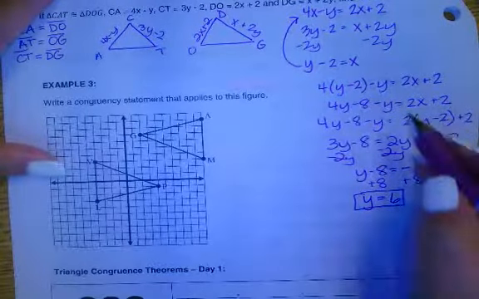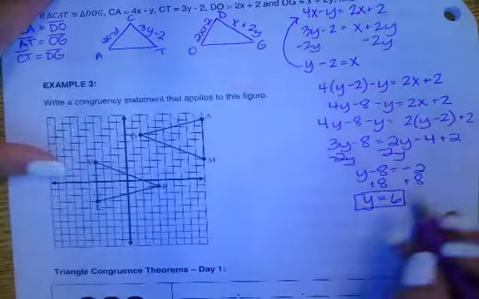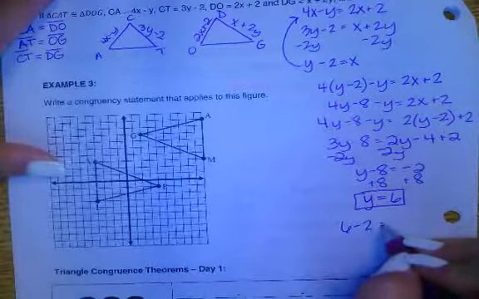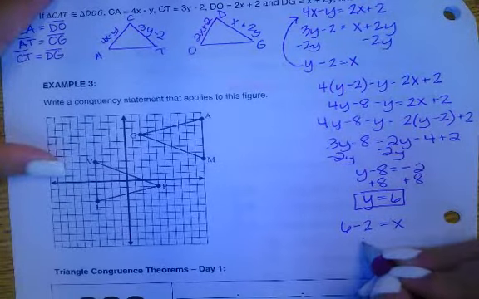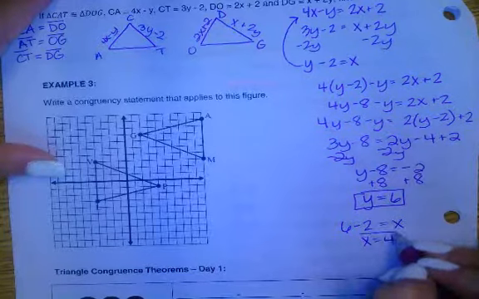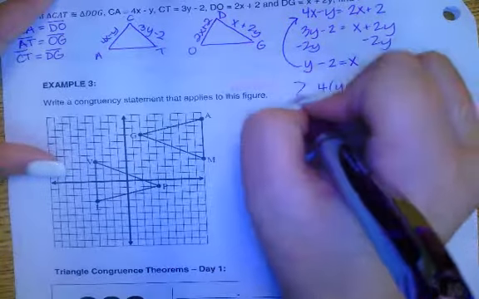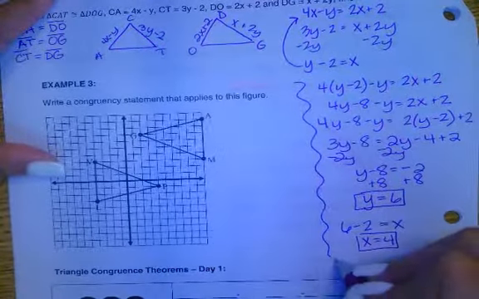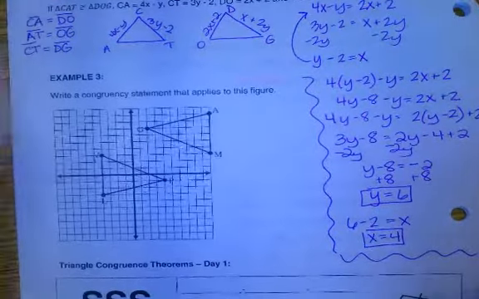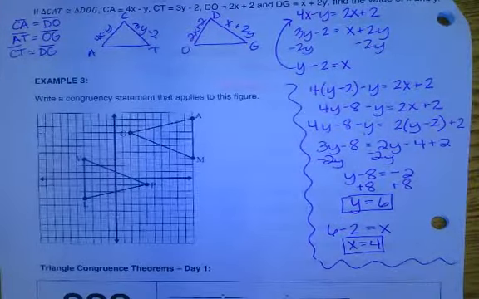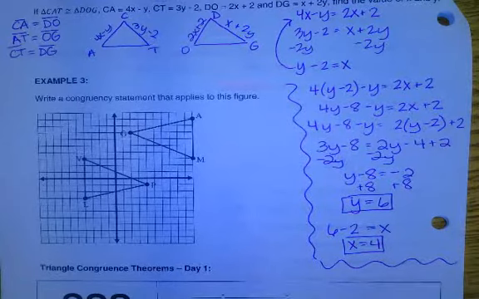Okay, I'm going to plug back in. 6 minus 2 equals x. So x equals 4. Okay, so it's going to get tricky because you've got to know how to set up and solve systems.